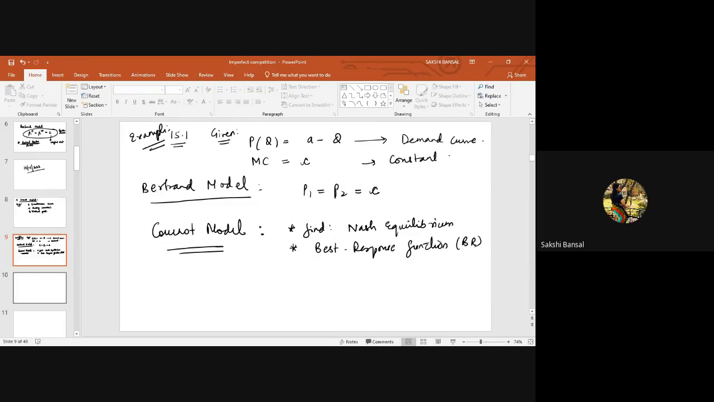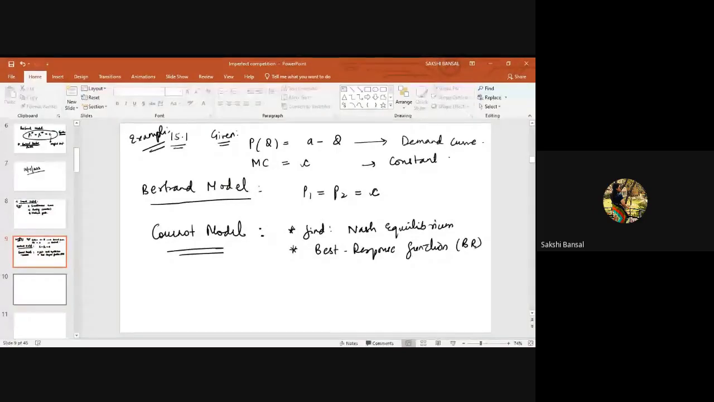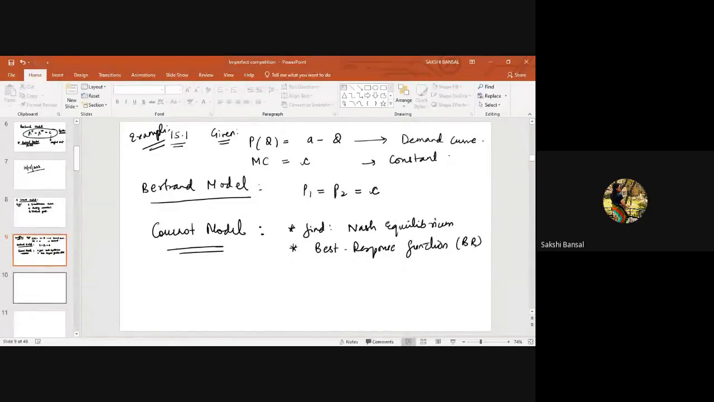Whenever I'm playing a game in a market, what's my strategy? My strategy is to think about what my competitor will produce, or what price my competitor will quote in the market.